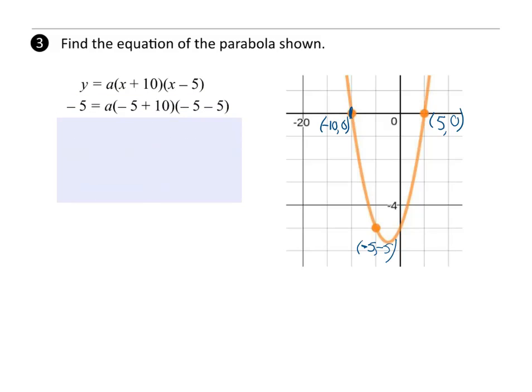And then we solve for a. So negative 5 plus 10, that's 5. Negative 5 minus 5 here is going to be negative 10. So we'll end up with negative 50. So we have negative 5 equals a times negative 50. Divide both sides by negative 50. You should get 0.1 is equal to a. So we sub that back into our original equation, and we'll have y equals 0.1 times those brackets.